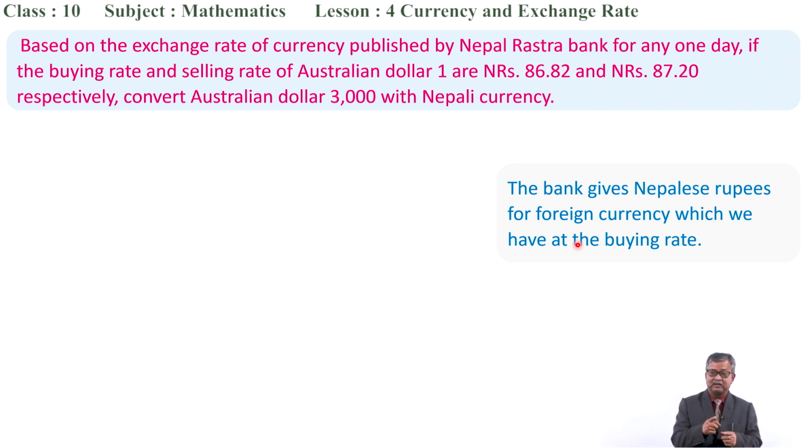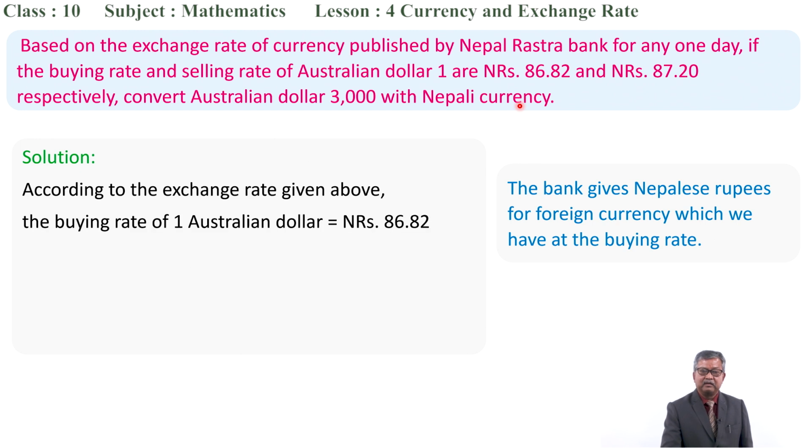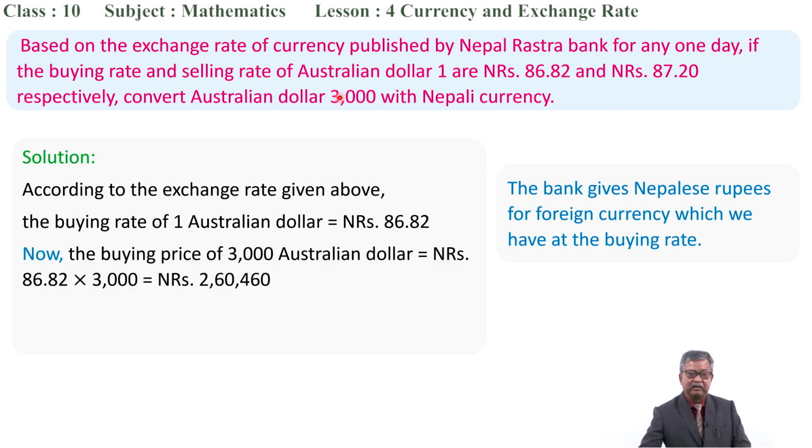So here bank purchases the 3000 Australian dollar. Bank buys, so bank uses the buying rate. So what is the buying rate of 1 Australian dollar? 86 rupees 82 paisa. So according to the exchange rate given above, the buying rate of 1 Australian dollar is equal to Nepalese rupees 86.82. Then 3000 Australian dollar, so we multiply 86.82 by 3000. The buying rate of 3000 Australian dollar is equal to Nepalese rupees 86.82 multiplied by 3000.